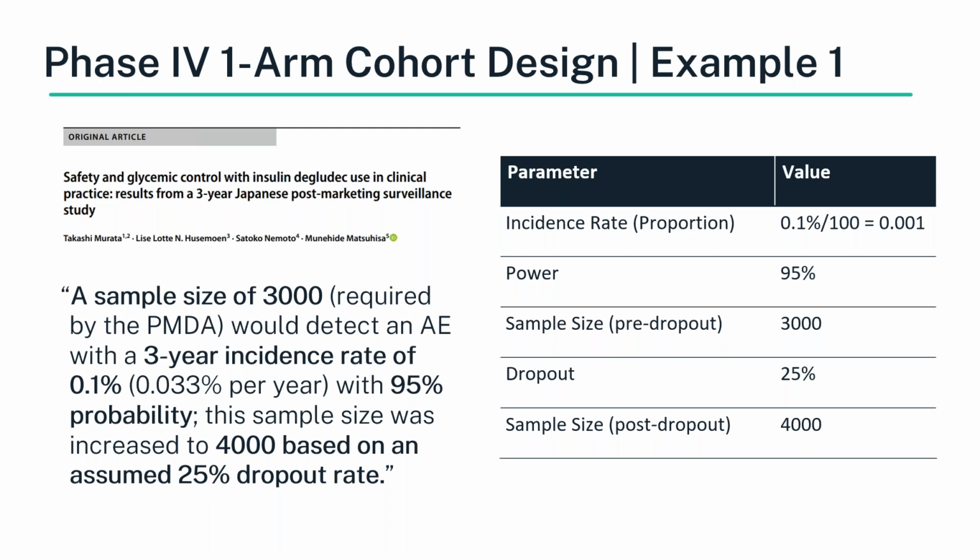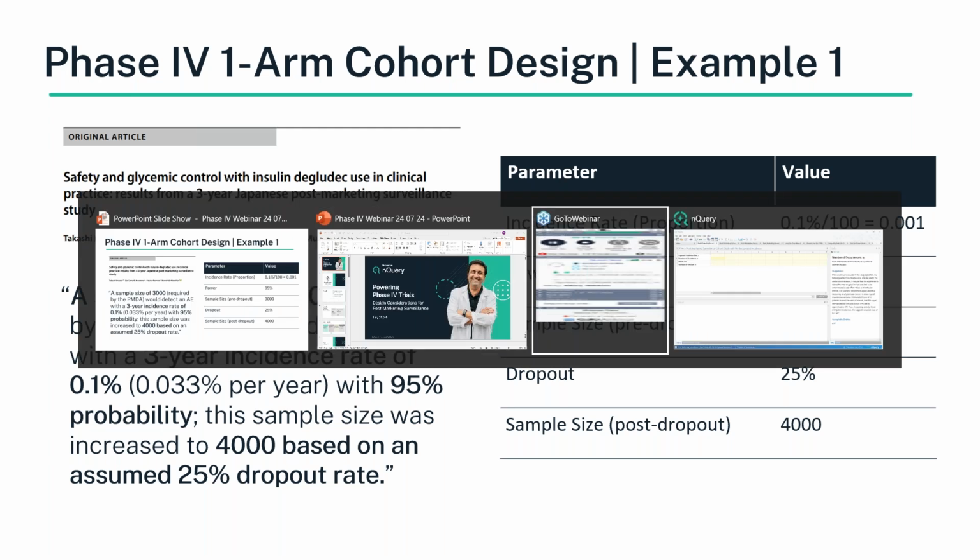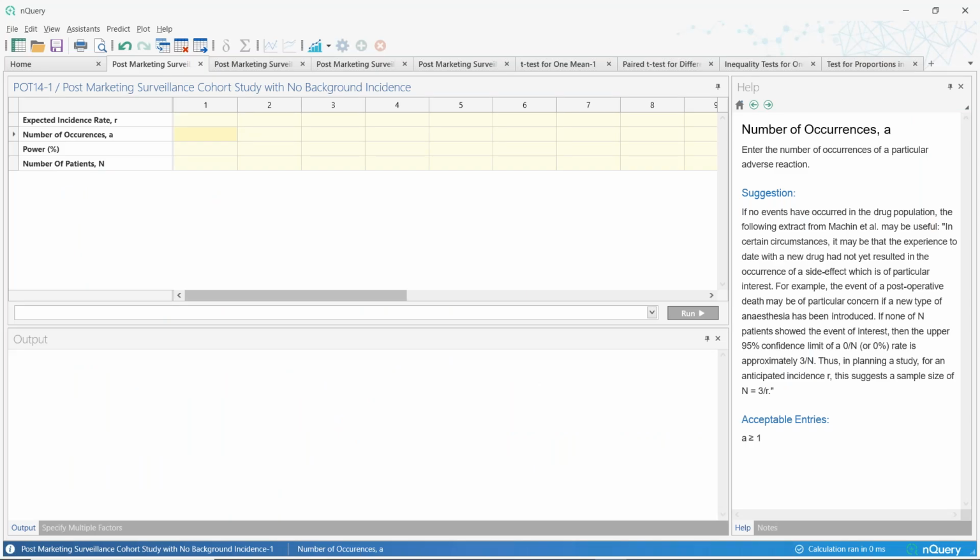And so you can see here that they thought they would need 3,000 subjects. Let's assume there's just one adverse event of interest, that they would need 3,000 people for an adverse event that had a 3-year incidence rate of around 0.1%, and they wanted to be able to find at least one of those if it actually existed. And they wanted that with 95% probability, which is basically our statistical power. And you can see there was a dropout rate of 25%. So if you had 25% dropout, you end up with 4,000 subjects.